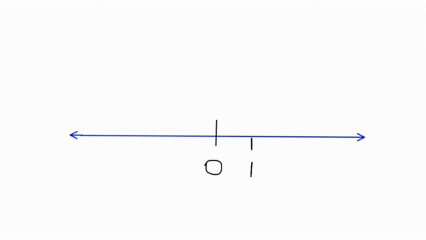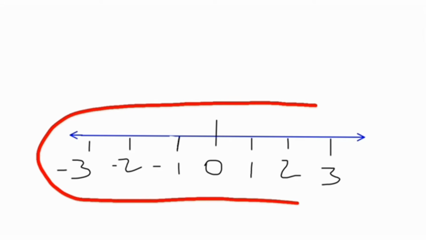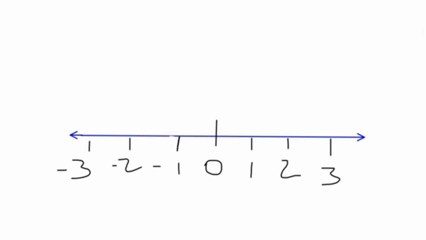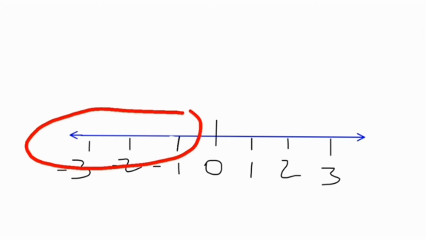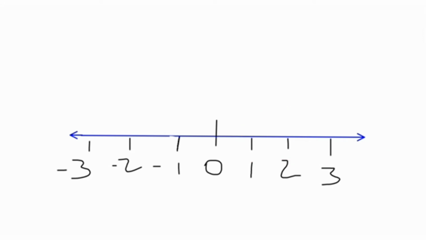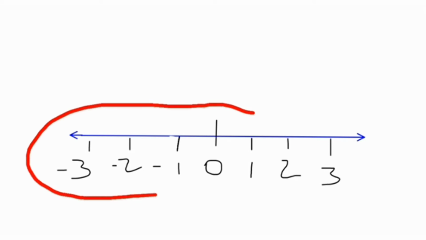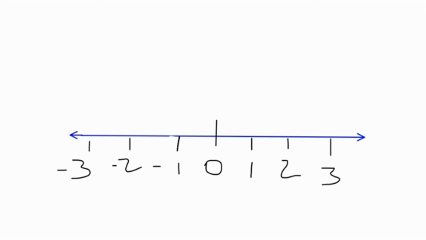Zero. Okay, this is our number line with two arrows pointing both sides, which means the numbers are not ending. We have this side, the left hand side, and the right hand side. This side contains negative numbers and this side contains positive numbers separated by 0. This number line is arranged in ascending order, from smallest numbers to biggest numbers. The smallest numbers on the number line are found on the left-hand side, while the biggest numbers are on the right-hand side.